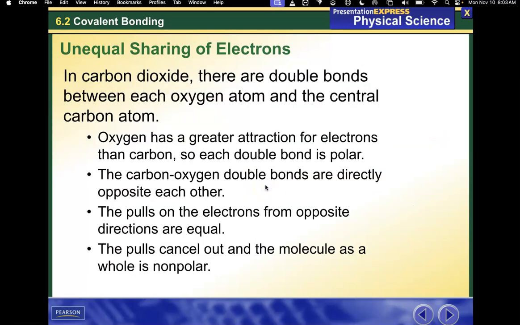In carbon dioxide, there are double bonds between each oxygen atom and the central carbon atom. Oxygen has a greater attraction for electrons than carbon, so each double bond is polar. The carbon-oxygen double bonds are directly opposite each other. The pulls on the electrons from opposite directions are equal. The pulls cancel out, and the molecule as a whole is nonpolar.